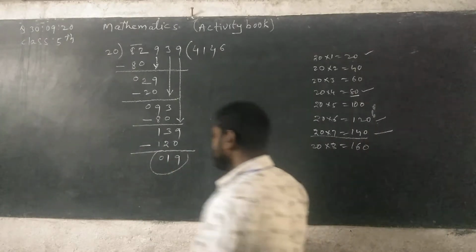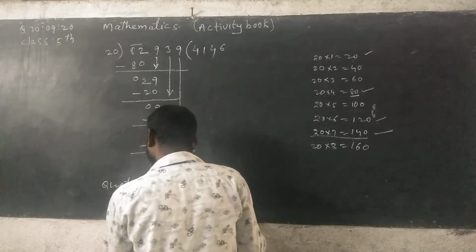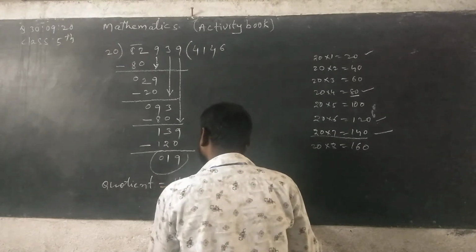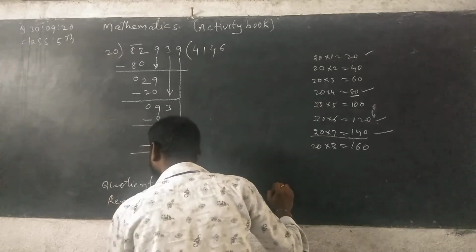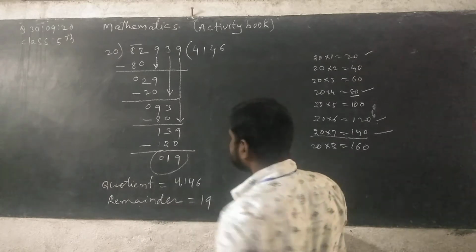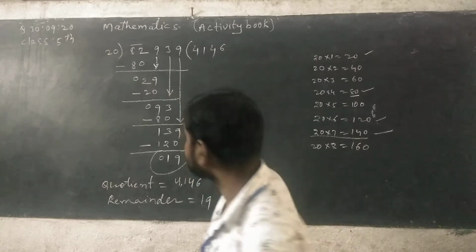Now here the quotient is equal to 4146. The remainder is equal to 19. Now next.